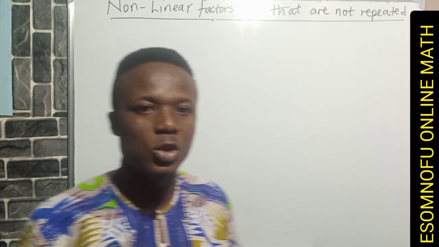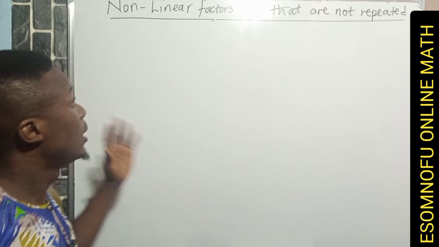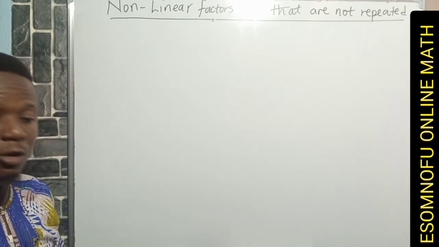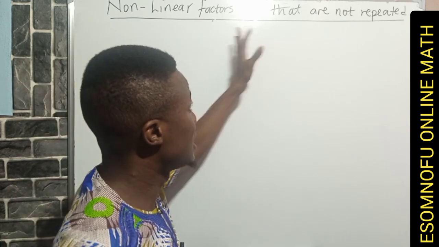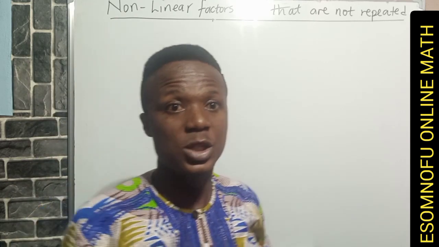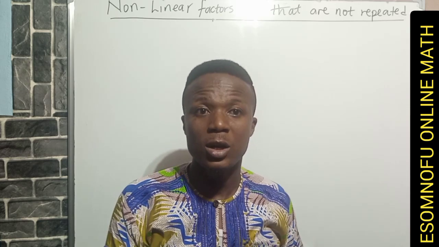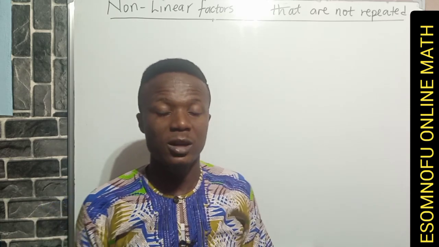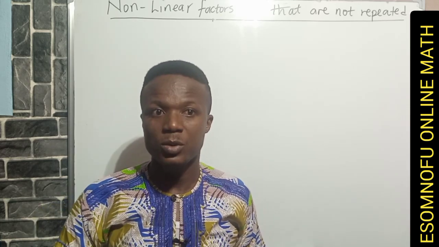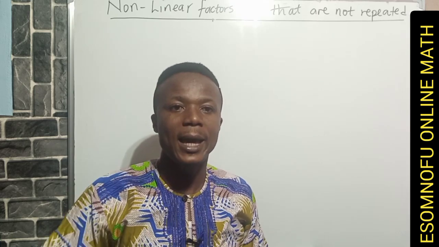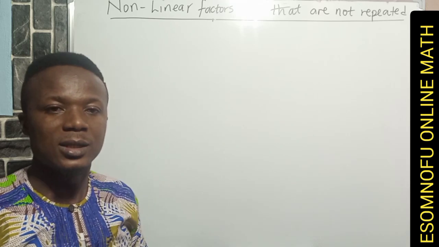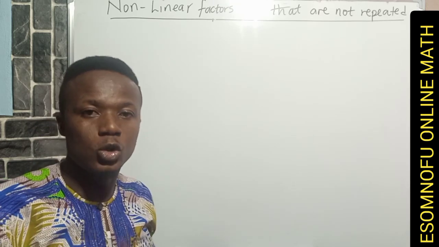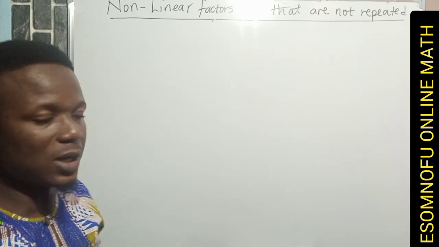Today we are going to continue with our work on partial fractions, and our center of attention today is on the nonlinear factors that are not repeated in the denominator. When you talk about nonlinear factors, it means that one of the factors in the denominator must be quadratic or cubic or any other polynomial more than linear. That is, the highest power there should be 2 or more than 2. That is the case here.